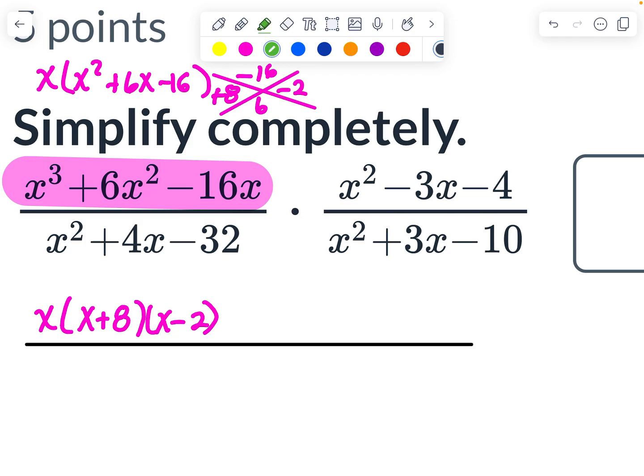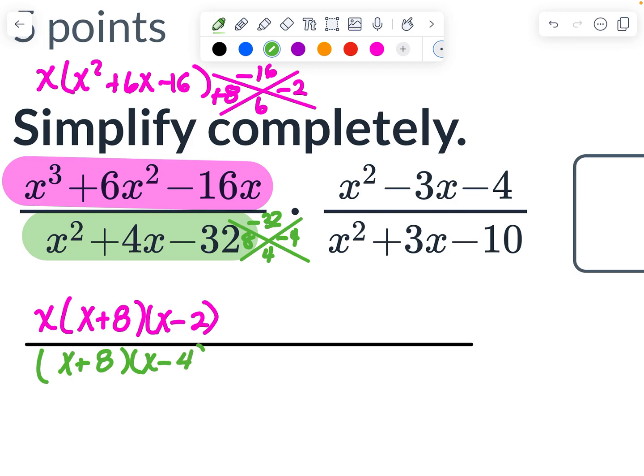Then we're going to look at the denominator, and the denominator does not have a greatest common factor. The denominator is a trinomial, so we do need factors of negative 32 that are going to add to 4. Negative 32 that add to 4 are going to be 8 and negative 4. And so we are going to have parentheses x plus 8 and parentheses x minus 4.